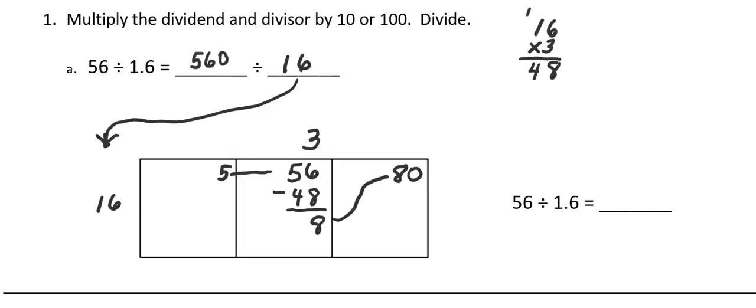And now my question is, how many groups of 16 can I get out of 80? And I'm going to shoot for 5 there. So let's try 5. 5 times 6 is 30. 5 times 1 plus 3 is 8, so that gives 80. So we'll subtract that. And that was 5 groups. And I have no remainder. So since 560 divided by 16 is 35, that tells me that 56 divided by 1 6/10 is also 35.